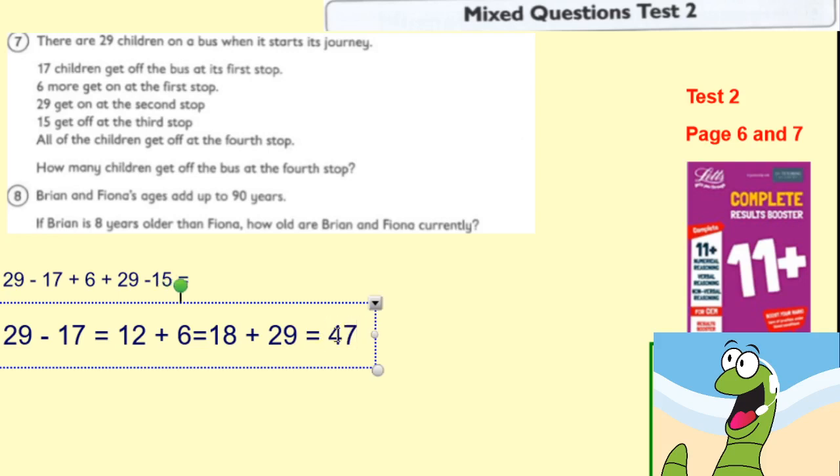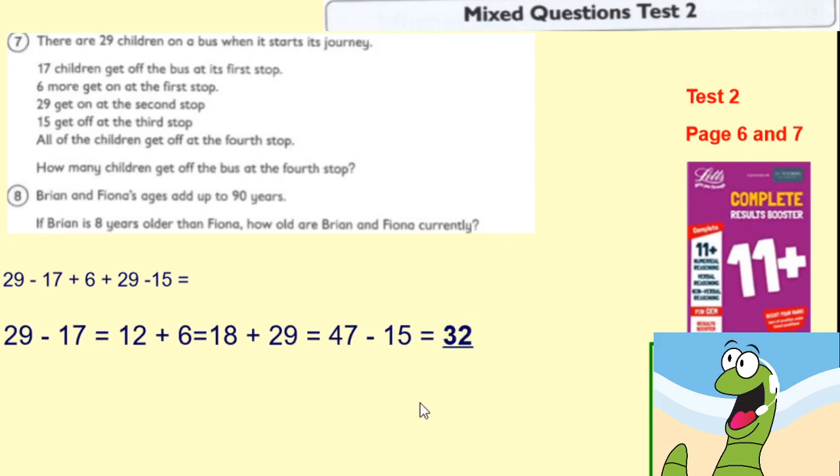Okay, and now we need to subtract 15, because 15 get off. Okay, and that equals, so 47 subtract 15, that gives us 5 and 7 is 2, so that gives us 32. So our answer for this question is 32. All the children at the 4th stop. Okay.